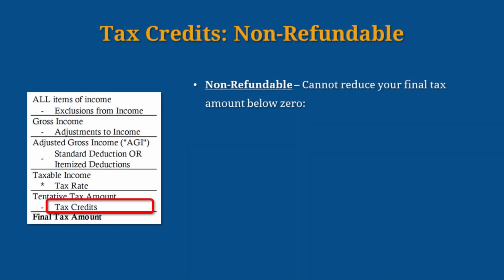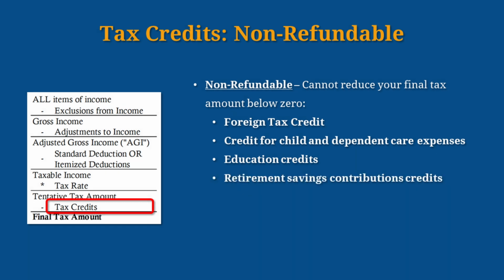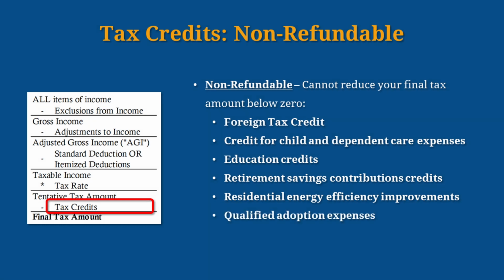You can get a credit if you paid certain taxes to foreign jurisdictions. You can also get a credit for eligible child and dependent care expenses. Also, there are some educational expenses that can lead to a tax credit. Certain retirement savings contributions are eligible for tax credits, as are some types of residential energy efficiency improvements. And finally, adoption expenses may qualify for a tax credit.